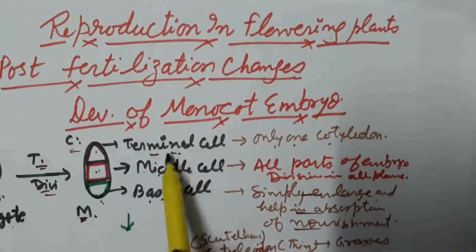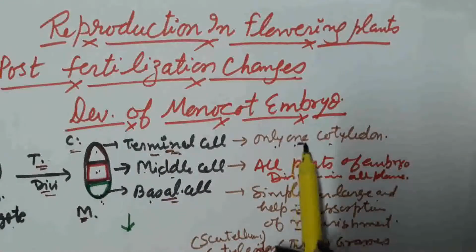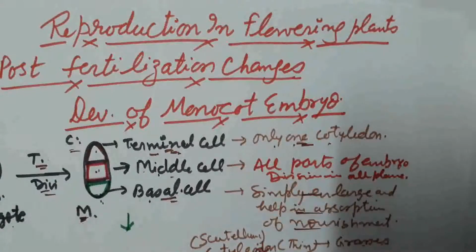The terminal cell gives rise to only one cotyledon. In the case of the monocot embryo, only a single cotyledon is present and we call it the scutellum, which is produced from the terminal cell on further development.